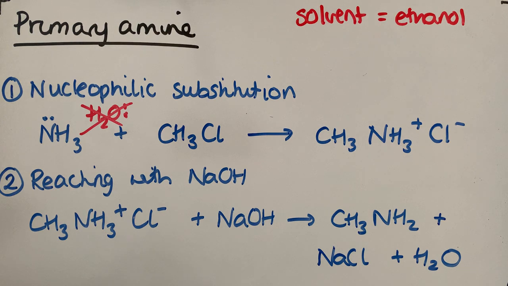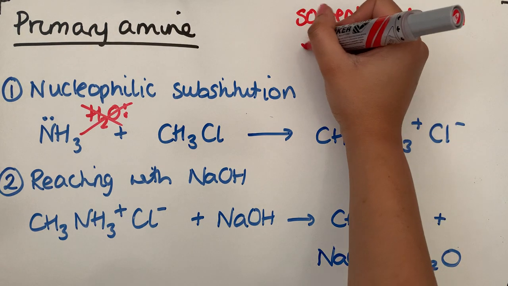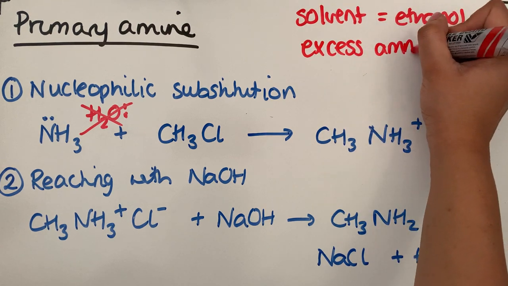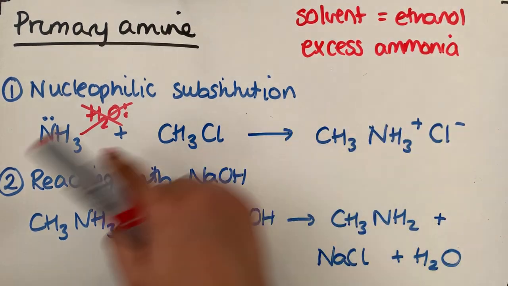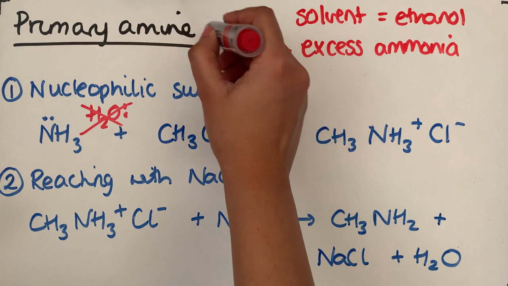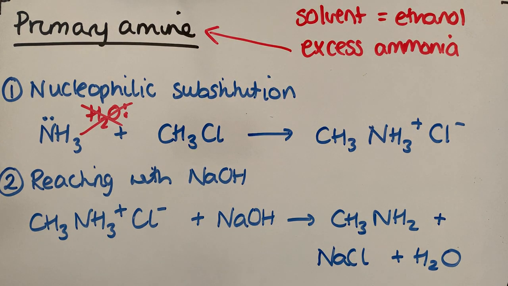The other condition that you need to use is that you must use an excess of ammonia. So in step one, when we have ammonia reacting with a haloalkane, you must use an excess of ammonia, and this is important to form a primary amine. Okay, if you don't use an excess of ammonia, you form the secondary and the tertiary amine, which we'll look at in a second. So for a primary amine, you must use excess ammonia.